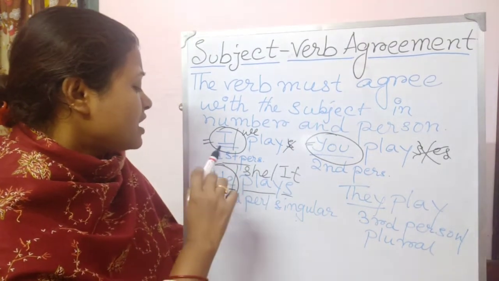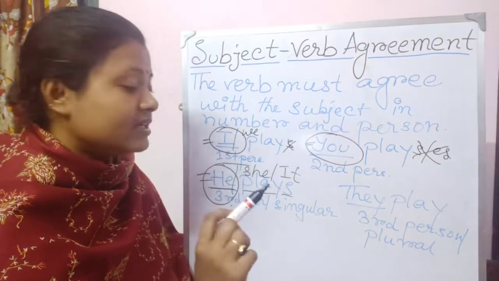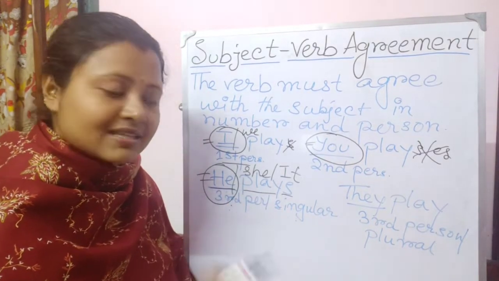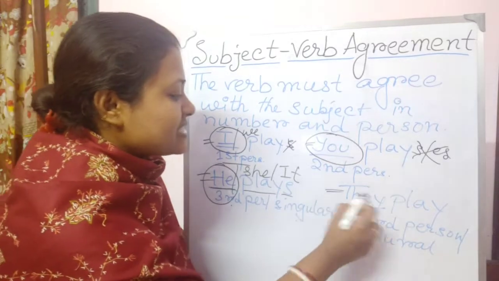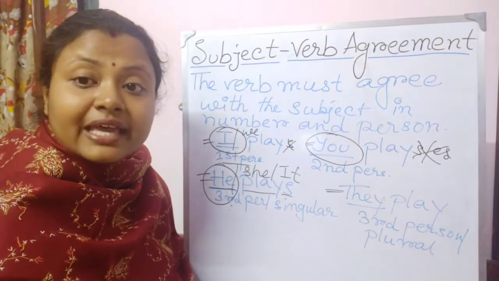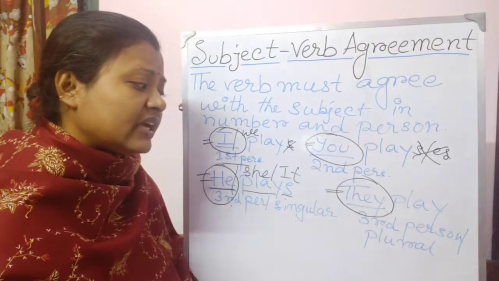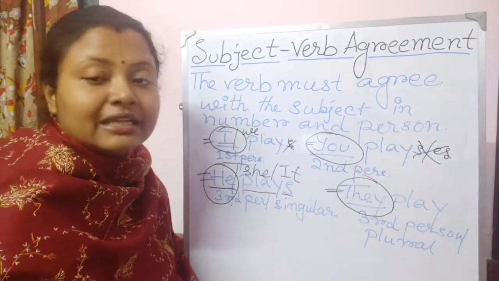So wherever the subject is in third person and singular number, after the main verb you have to add s or es. Okay? Come to the next sentence. They play. Look at the subject over here, they. It is also third person, but it is plural in number.